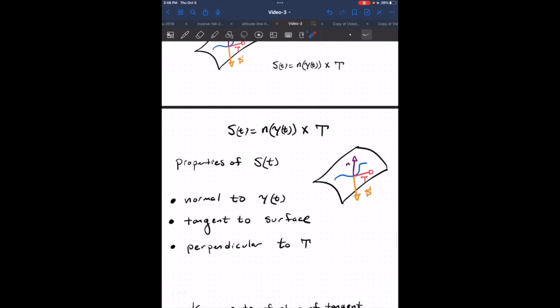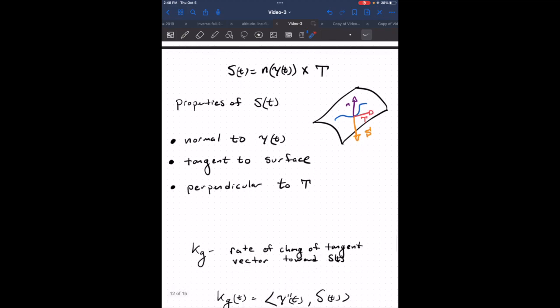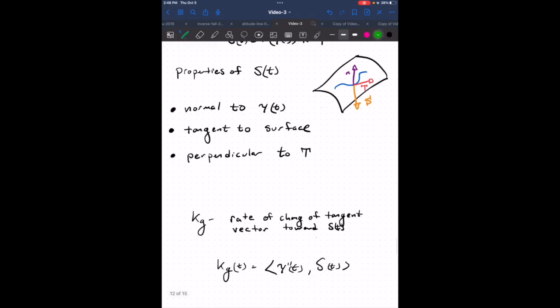Well, it's going to be perpendicular to our curve. It's going to be tangent to our surface because it's perpendicular to our normal vector. And it's also going to be perpendicular to T here. So those are some nice properties of this vector S. And our geodesic curvature is going to be the rate of change of the tangent vector towards this vector S. And again, usually we'll have some parameterization of our boundary, and we get a nice formula.